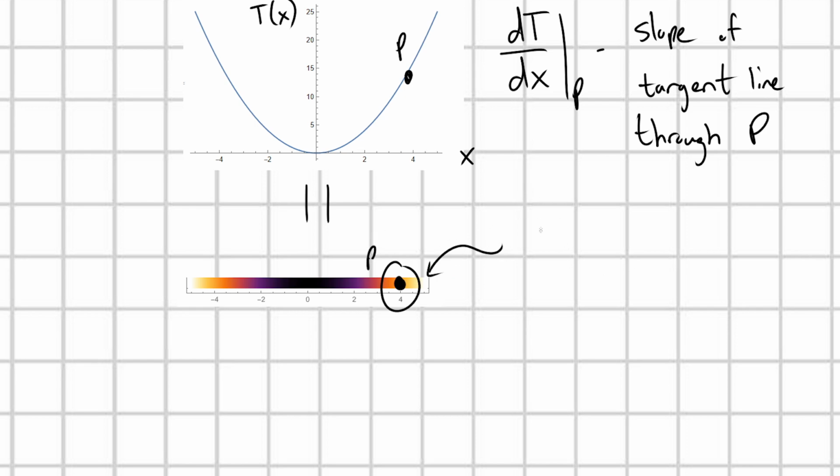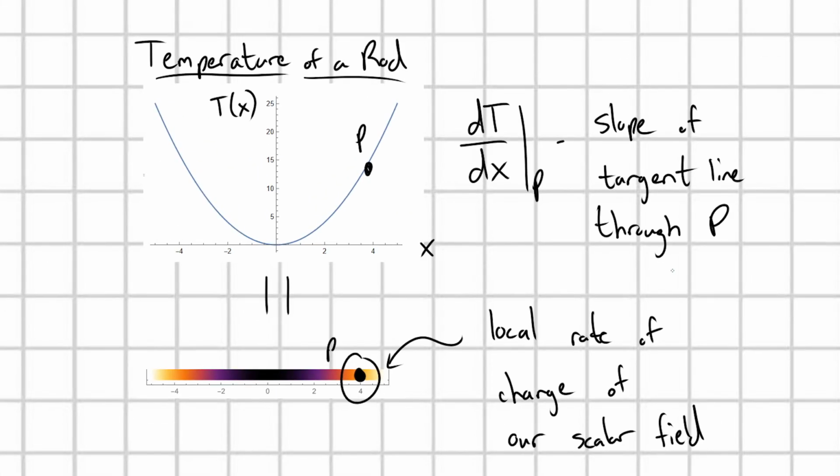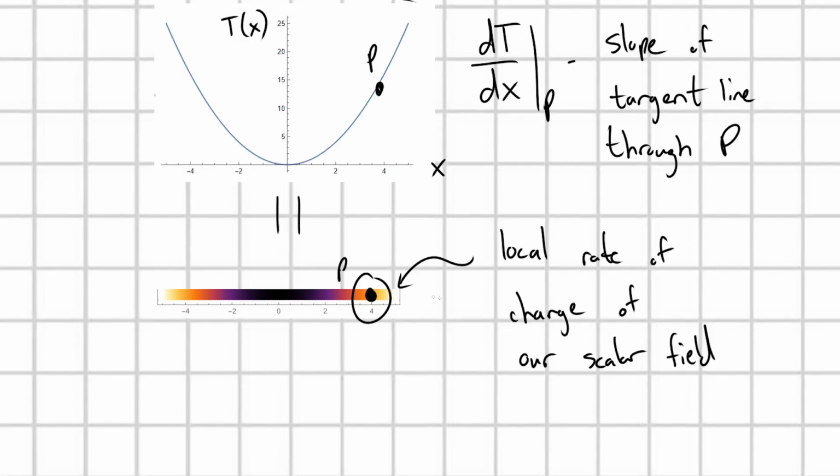So if here's point P, we can still use the derivative to define just the local rate of change of our scalar field. Still behaving exactly the same. I'm just trying to detach us a little bit from this notion of needing to have this geometric slope all the time, because we don't really have a curve to make a slope out of.